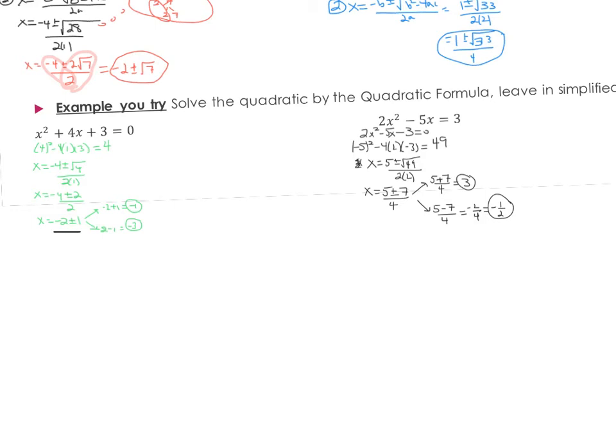For the problem on the right, or letter B, you should have had 3 and -1/2. And again, it is not sufficient to say 5 plus or minus 7 over 4. You have to give me those 2 numeric answers.